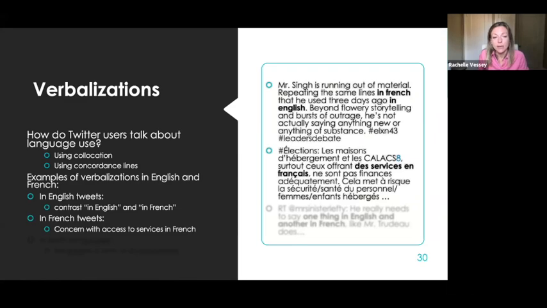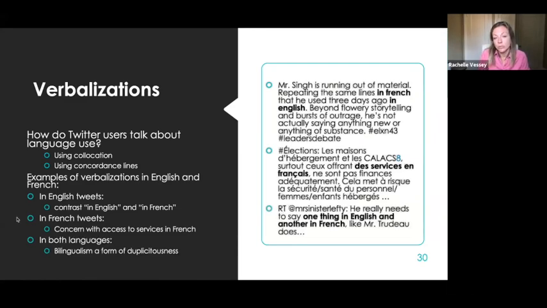So in this example, what I'm showing you is that there were certain trends that I found in the English data, certain trends that I found in the French data, and certain trends that were found in both languages in terms of how language ideologies were being verbalized.